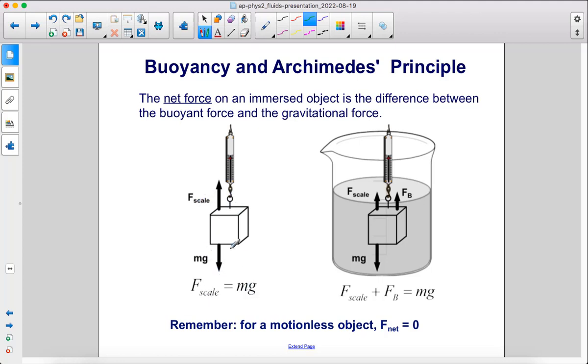If we now take that setup and submerge it in a fluid, we've also added in this buoyant force. But because this object is still stationary, it's not accelerating, that means that the force of the scale plus the buoyant force must now be equal to the weight of the object. Remember, for a motionless object, the net force on it is 0. And that's also true for objects moving at constant velocity. But in this case, this object is stationary.